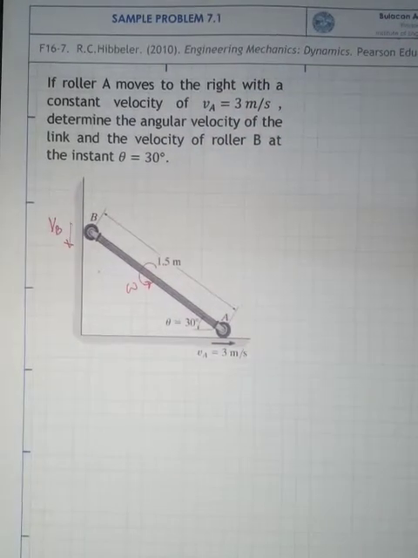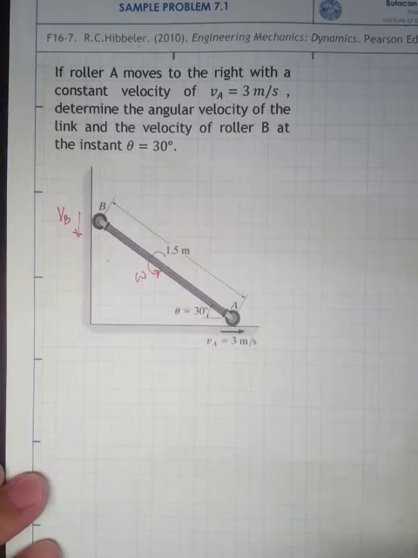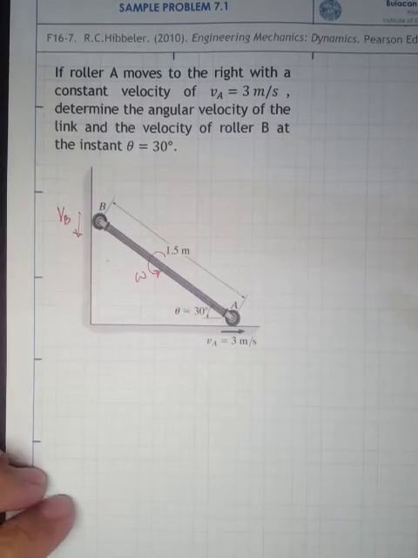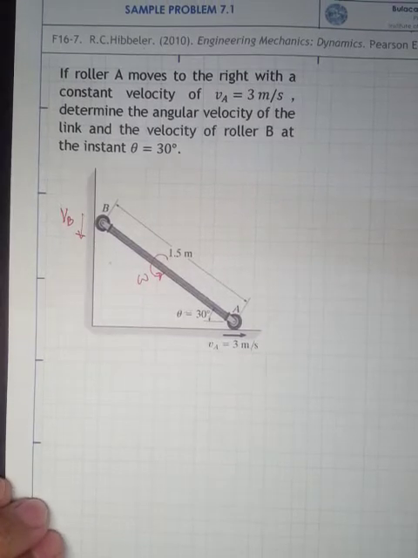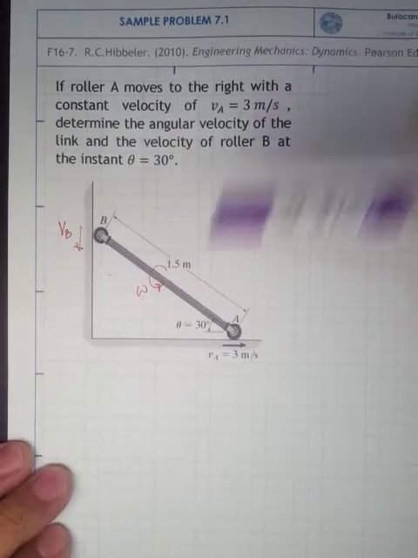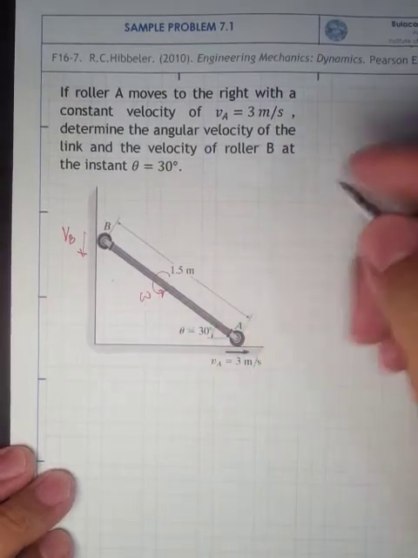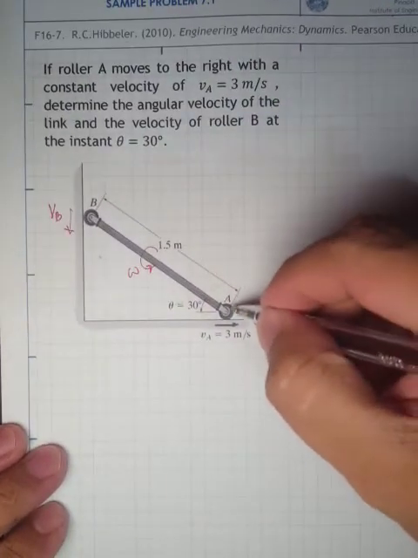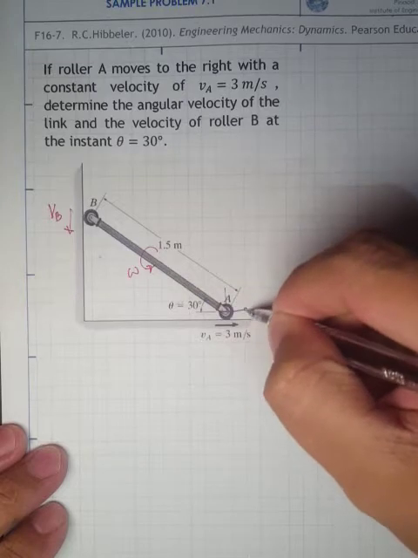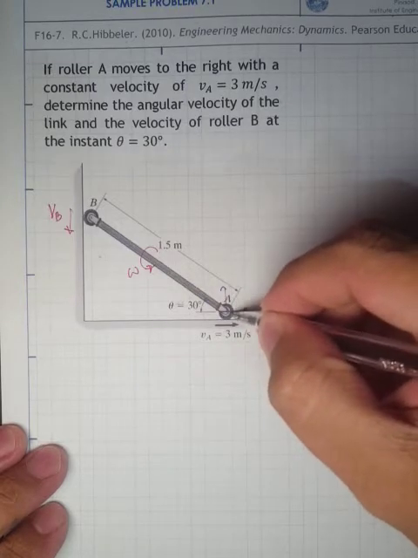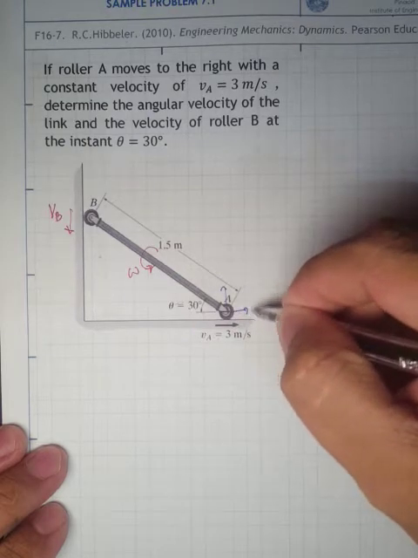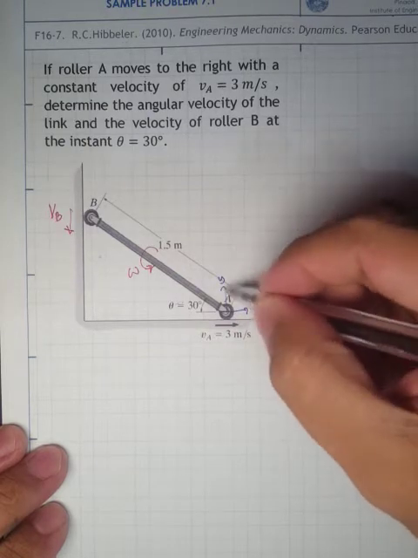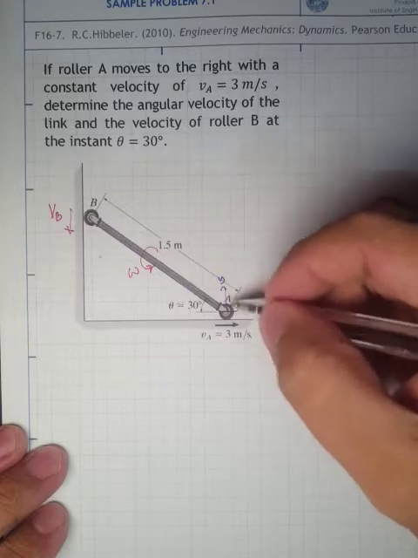In solving, since we will do this using the relative velocity analysis, let's label the coordinate systems here. Since for point A we know the velocity, this is the reference point. So I'll label it in this manner.